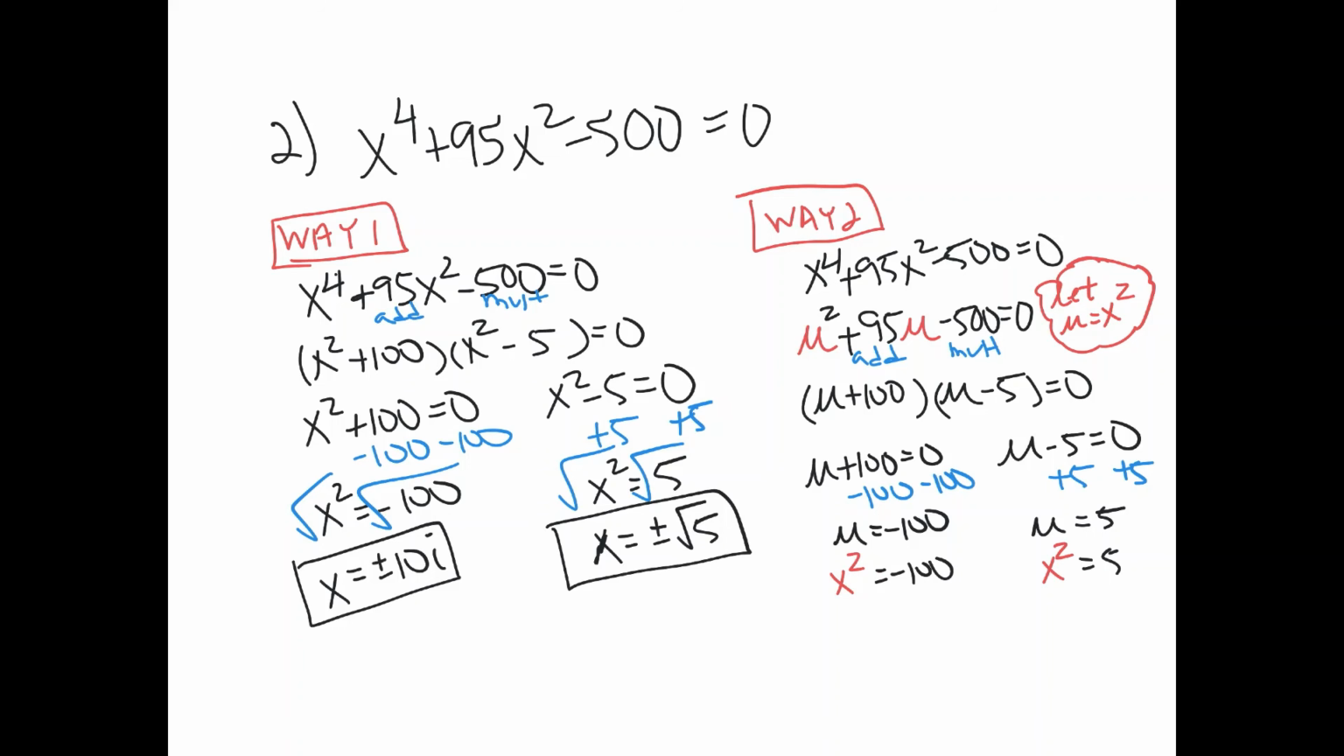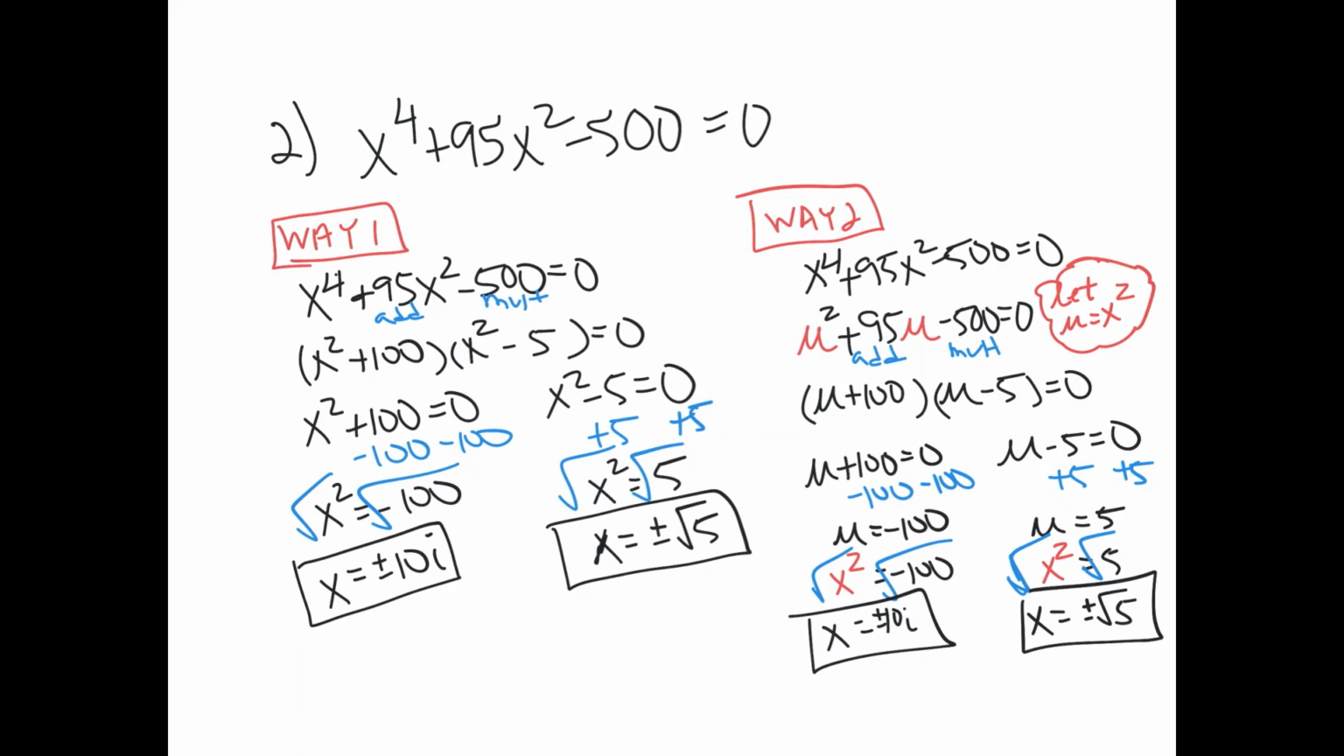So on the left-hand side, to isolate the x, I can square root both sides. And notice we still get the same answer, square root of negative 100. Because it's a negative, I have an i. Square root of 100 is plus or minus 10i. And square root. x equals plus or minus square root 5.